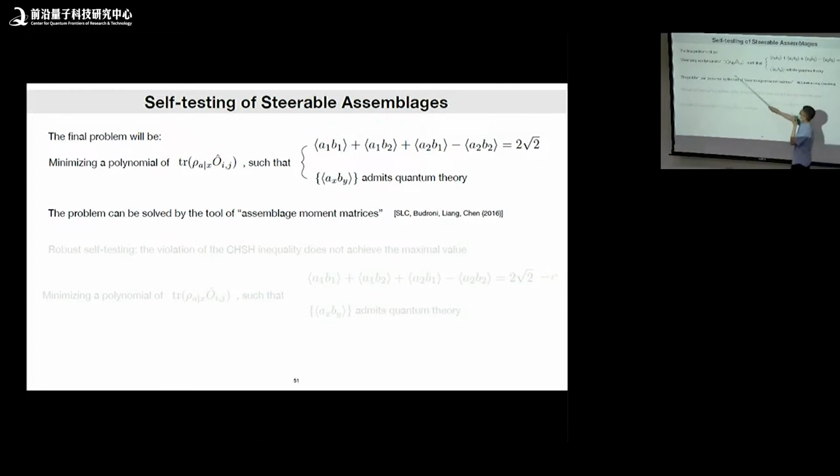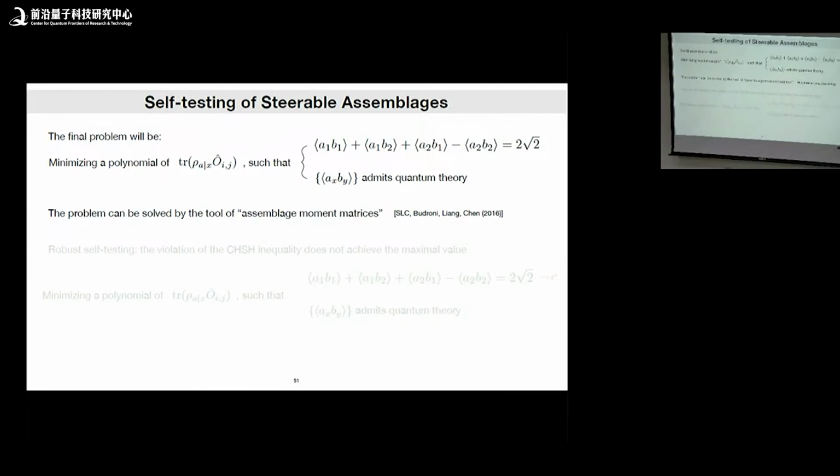Okay, so the final problem will be that we minimize the polynomial of this quantity under the constraints that the CHSH inequality achieves the maximal quantum violation, and the other constraint is that this correlation admits a quantum theory because we are in a quantum world. And this mathematical problem can be solved by a tool called the assemblage moment matrix, which was proposed by me, Constantino, Yong Chen, and Yuan Nan in 2016. So from here, we can, in principle, solve this problem.